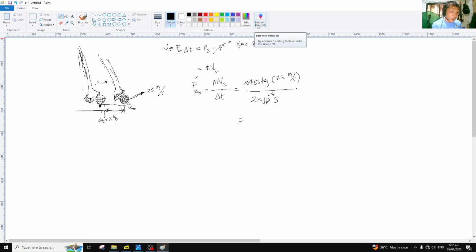0.0450 multiplied by 25 all over 2 to the exponent negative 3. That would give us 563 in three significant figures. The unit is Newton. Okay, so that is your force.